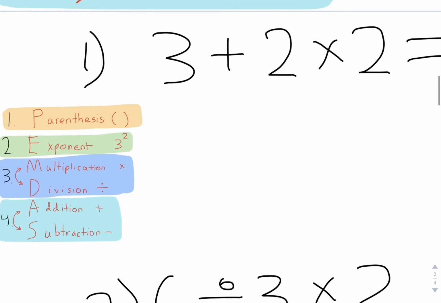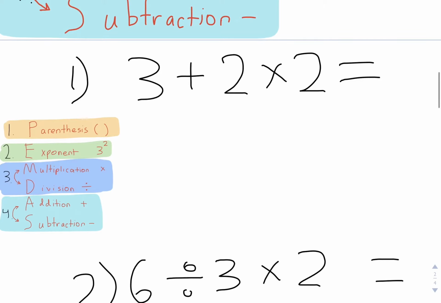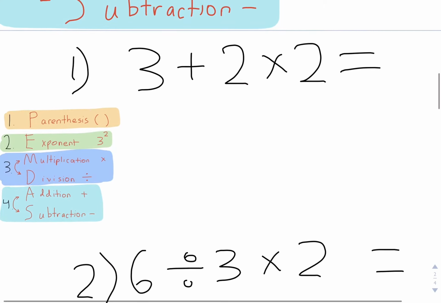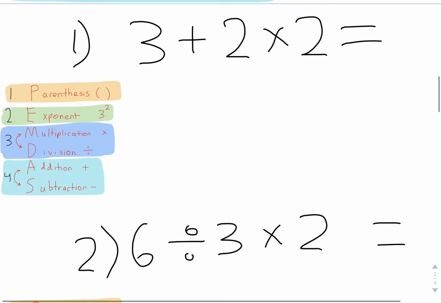Now for the first problem, we have 3 plus 2 times 2. Now this one is a little simple, but it'll help us demonstrate the order of operations. I have the order on the left, smaller, but it's still there. So as we can see, the first thing we have to look for is parentheses. Now there are no parentheses in this equation, number 1, so we don't have to worry about that.